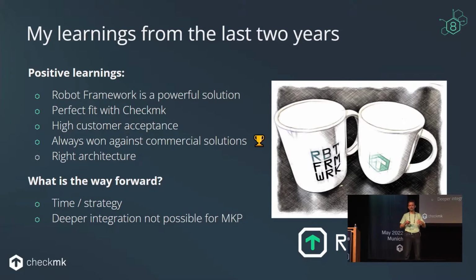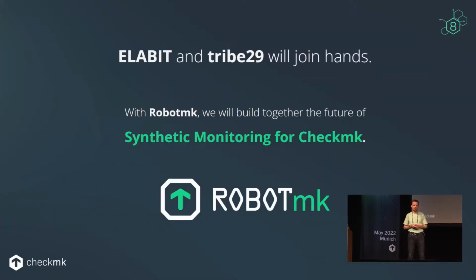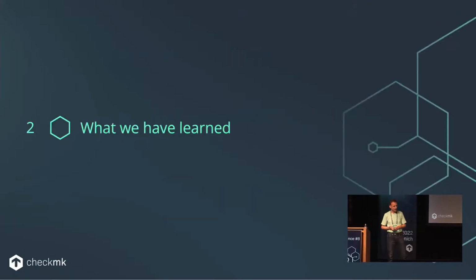Tribe 29 discovered a rising demand from customers who need a deeper integration of end-to-end monitoring, of synthetic monitoring, into Checkmk. And so we decided on a cooperation to expand Checkmk with an enterprise-ready solution for synthetic monitoring with Robotmk. We analyzed the market during the last months and compared existing commercial SaaS solutions for web monitoring on the market. And we tried to implement 2 concrete web test cases with these tools.